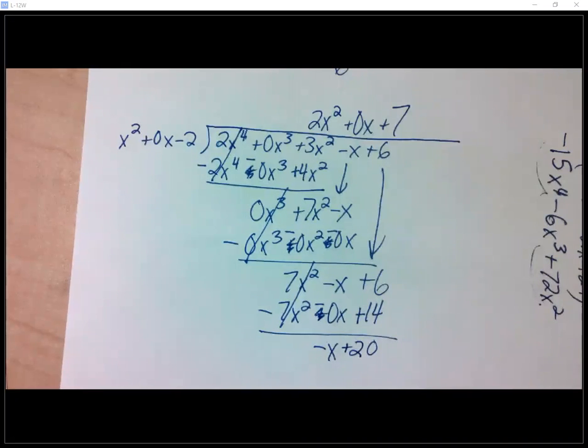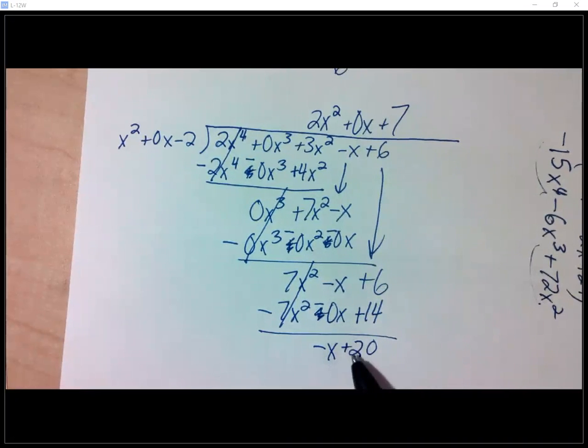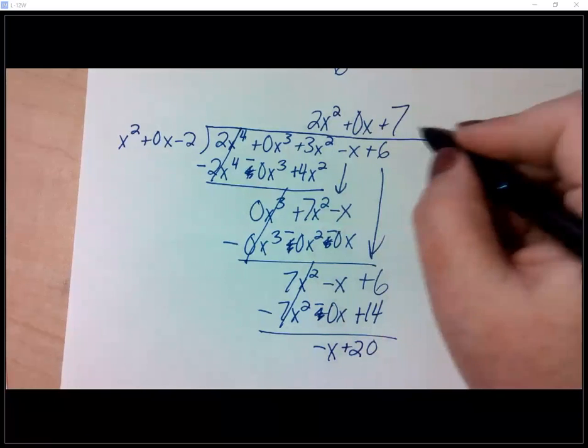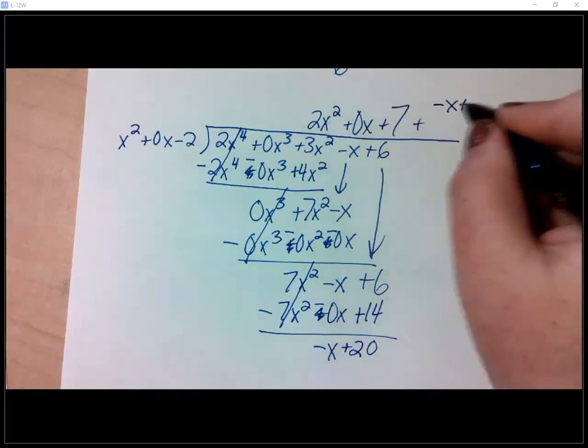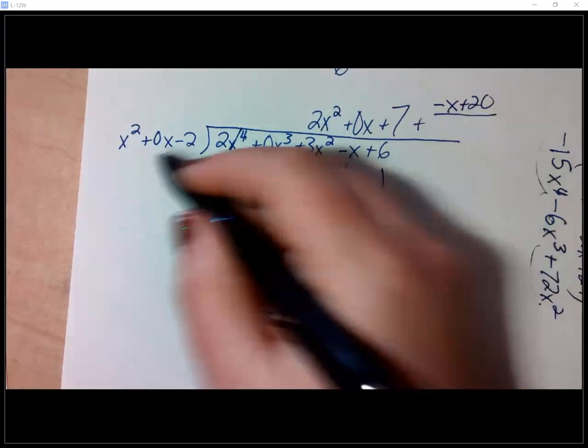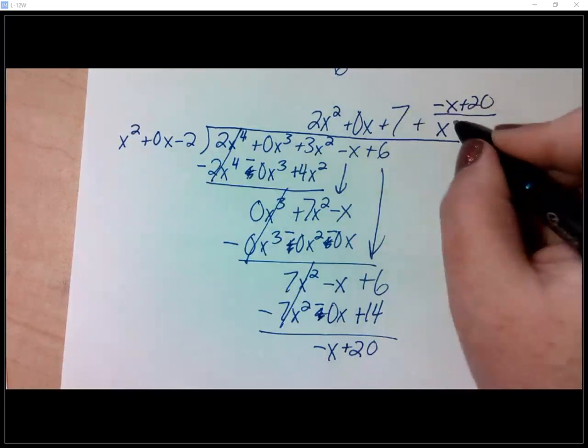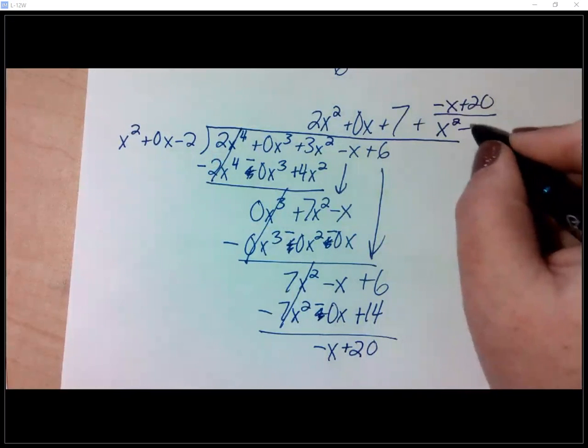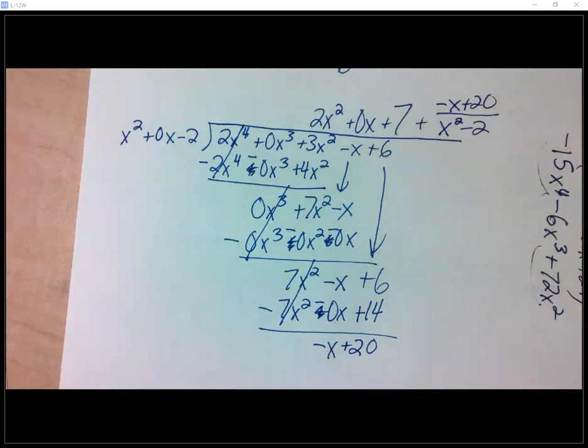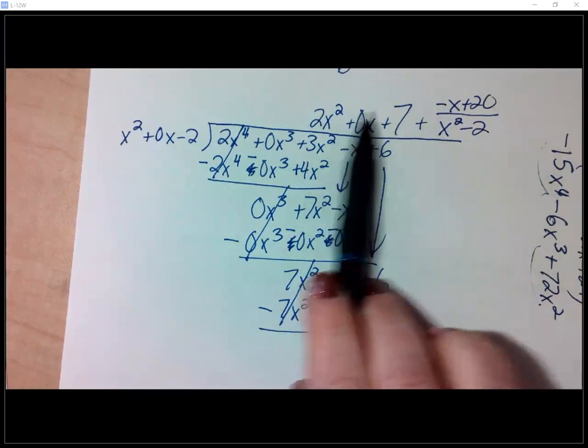Now, there's nothing left for me to bring down, right? There's no more. So this is my remainder. So I'm just going to put it up top, divided by whatever I was originally dividing by. I don't need the 0x here. In fact, if I was going to write my answer all nice and neat, I would skip it here too, right? Because it's just a 0.